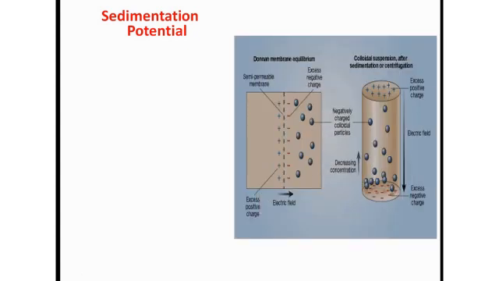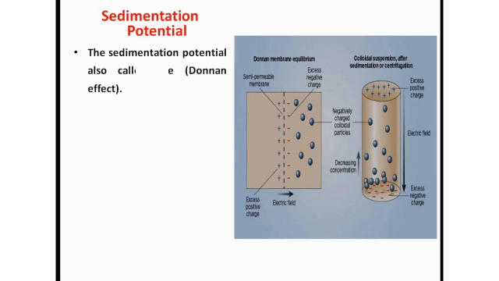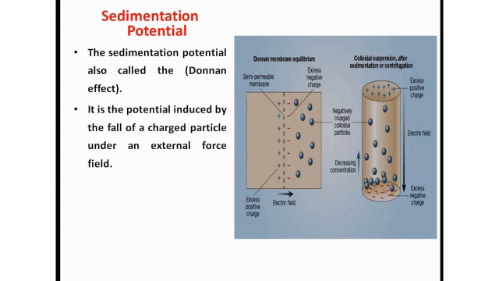The next concept is the sedimentation potential. So what is the sedimentation potential? We have discussed the process of sedimentation. Sedimentation is the settlement of particles by virtue of an external force. The sedimentation potential is also known as the Dorn effect. It is the potential induced by the fall of a charged particle under the external force field.